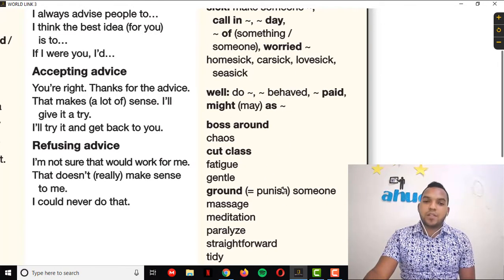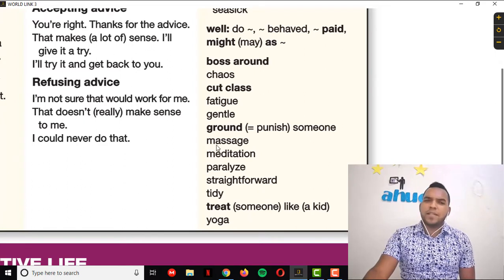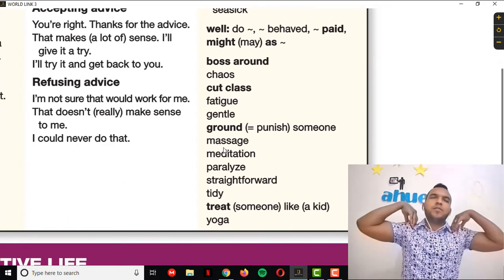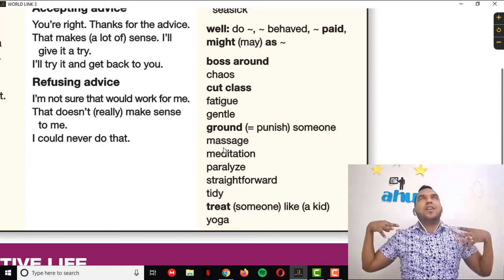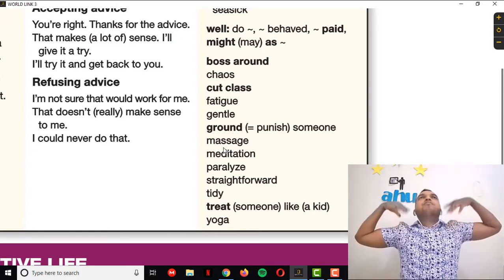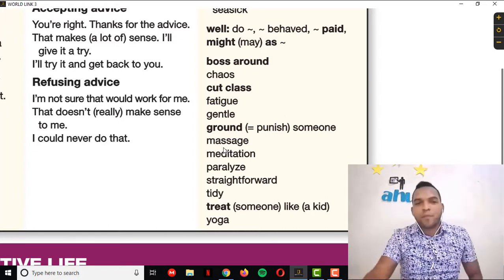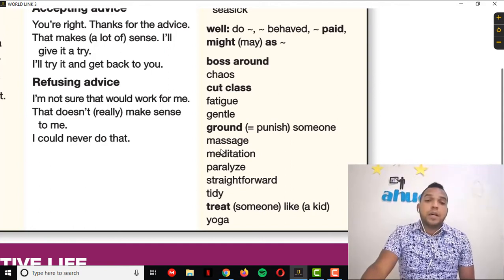Massage is the next one. So the massage, something that relaxes you a lot. I love the massage when they give it to you. There are plenty of companies that are in charge of this. You only have to go there and they give you a really good massage.